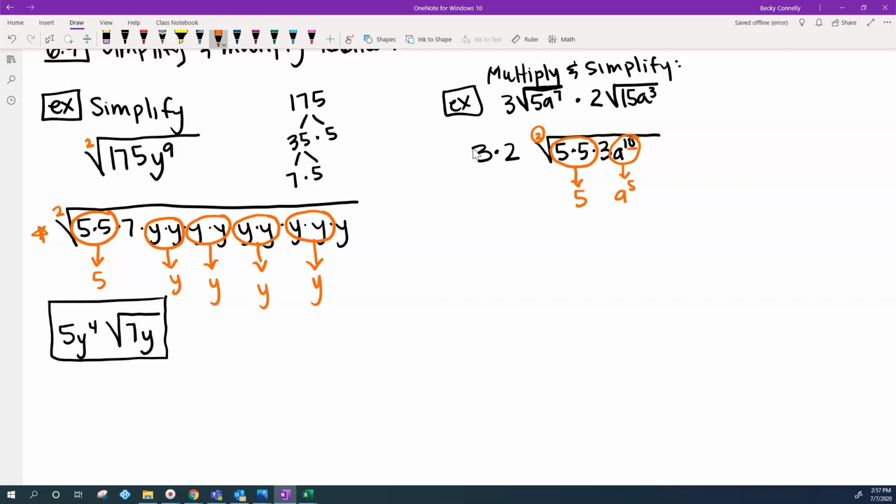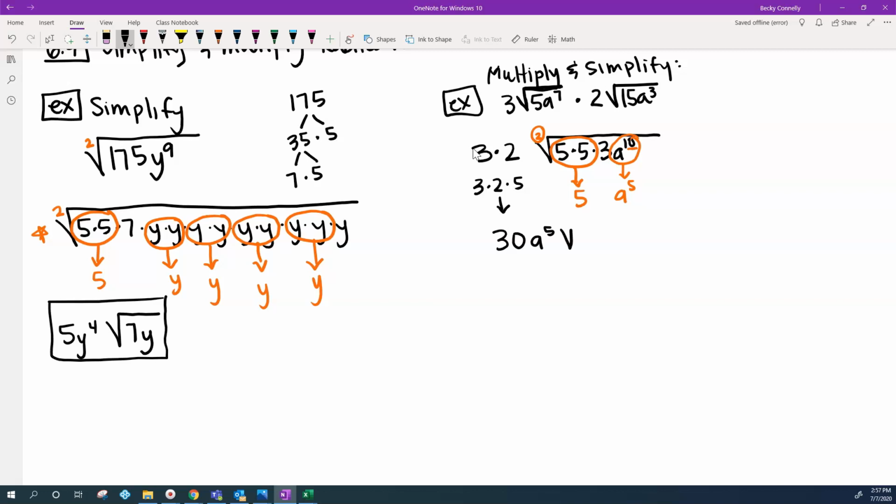So I've got 3 times 2, which is 6, right? And then 6 times 5 is 30. So that's how I get this 30 out there. I'm doing 3 times 2 times 5. Okay. And then also an a to the 5th comes out.